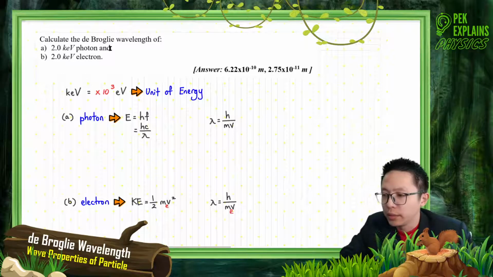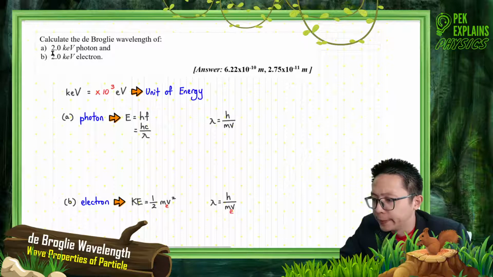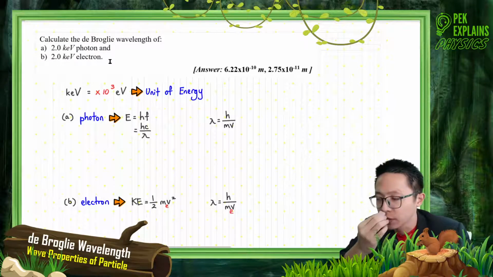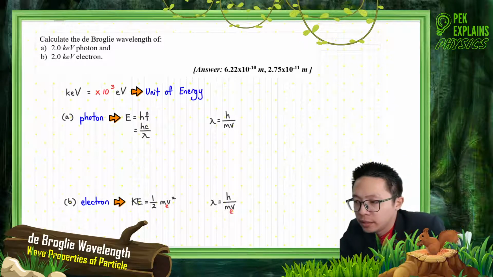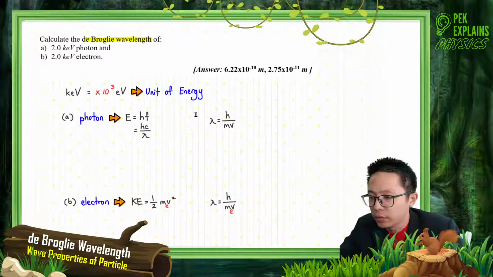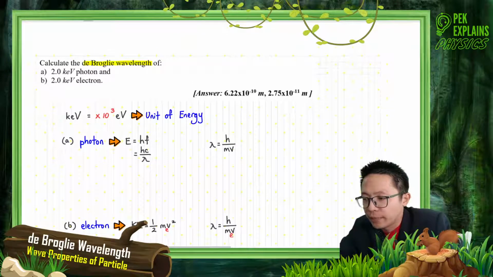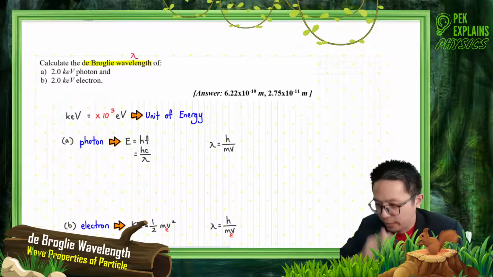Calculate the de Broglie wavelength of A, a 2 kilo electron volt photon, and B, a 2 kilo electron volt electron. Okay, first of all, look at what the question asks. It asks for the de Broglie wavelength, so definitely we know the question wants us to find the lambda. We want to find the wavelength.